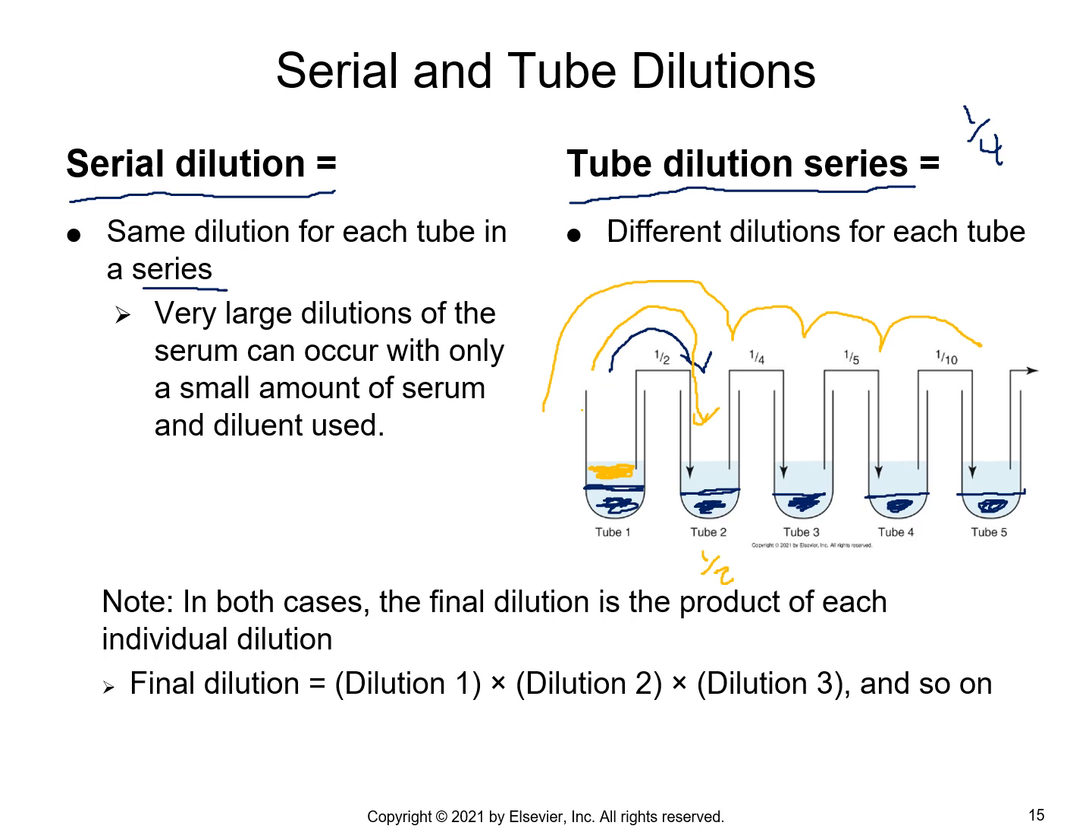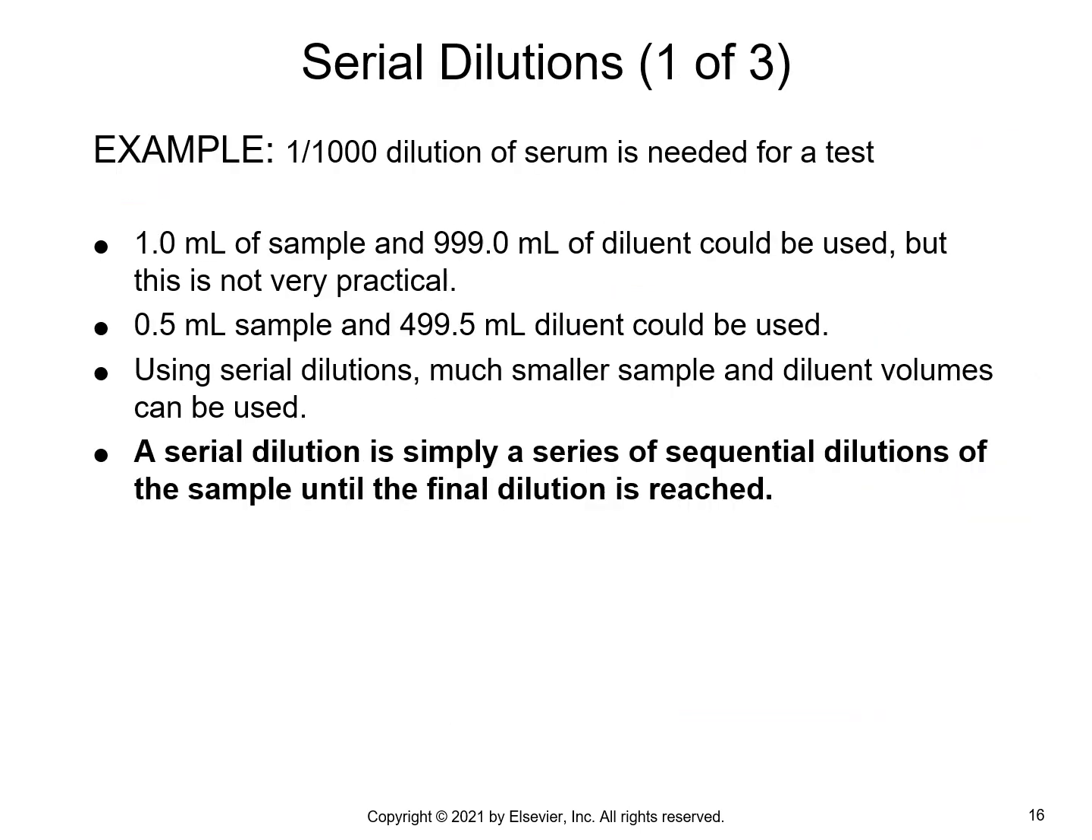In both cases, the final dilution is the product of each individual dilution. However, if you're doing a serial dilution, then each time you do that dilution, you need to be aware that you've got to multiply each dilution accordingly. Let's look at an example of a serial dilution.